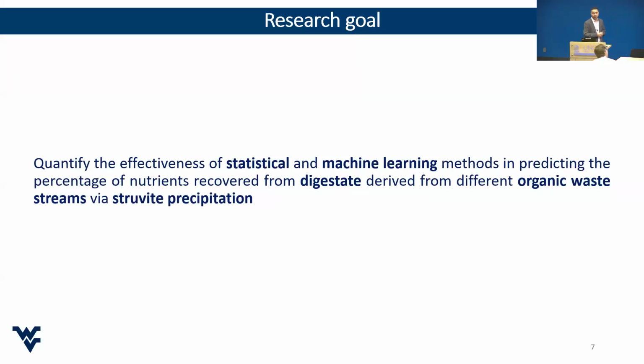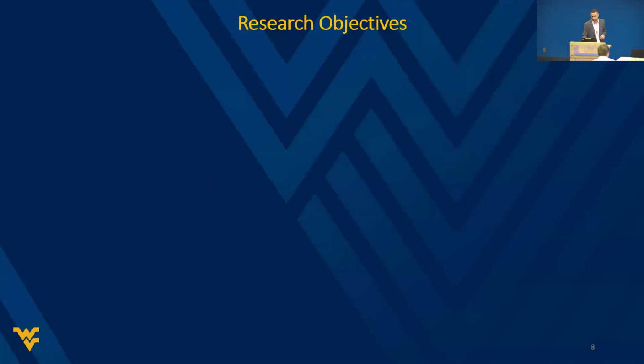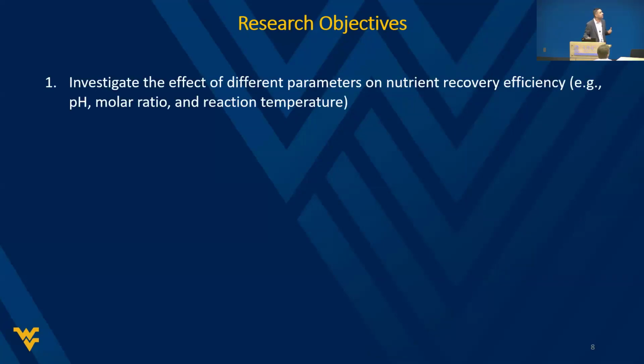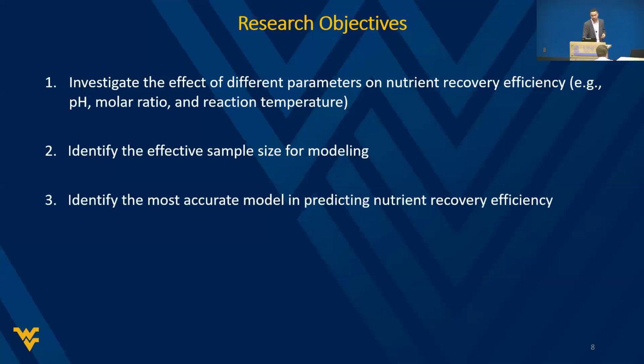Thus, the general goal of this study is to quantify the effectiveness of statistical and machine learning models in predicting the percentage of nutrients recovered from digestate derived from different organic waste streams via struvite precipitation technology. This research progressed based on 3 objectives. The first is to investigate the effectiveness of different parameters controlling nutrient recovery using struvite precipitation, such as pH, molar ratio, and reaction temperature. Also, to identify the effective sample size for modeling, and determine the best model for predicting nutrient recovery efficiency.